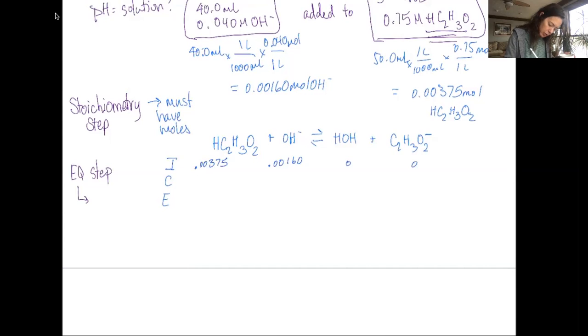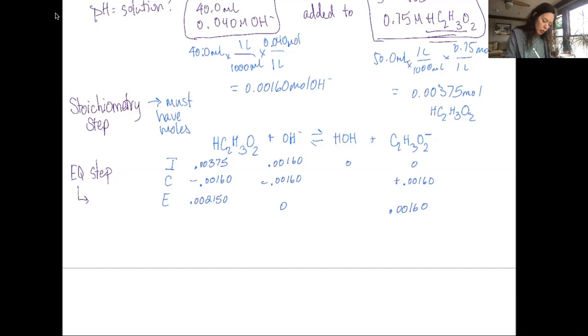Remember, water doesn't matter anyway. So it's minus 0.00160, minus 0.00160, plus 0.00160. So at equilibrium, we have no more hydroxide. It was a limiting reactant. We have 0.00160 of this, and 0.00 on 0.00. I have the answer right here: 0.002150. Okay, now notice we've got, well, I'm not going to do that.